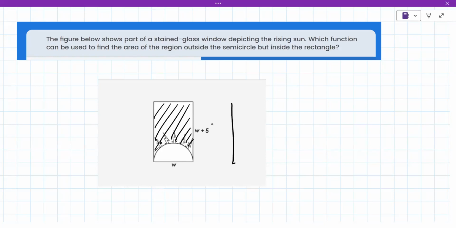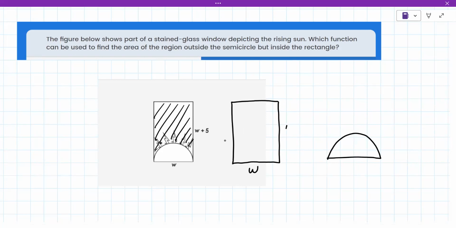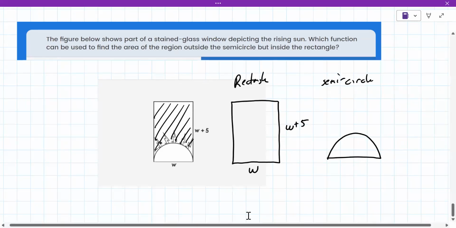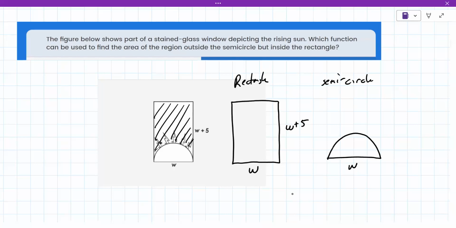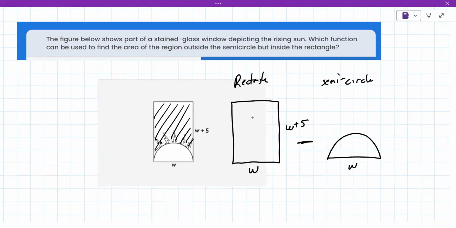What I like to do here is draw the composites, but separate them. So this is a rectangle on the left, W and W plus 5. We could even label them. That's a rectangle, that's a semicircle. This is W down here. Now to find the area, you have to take the area of the rectangle and subtract the area of the semicircle.